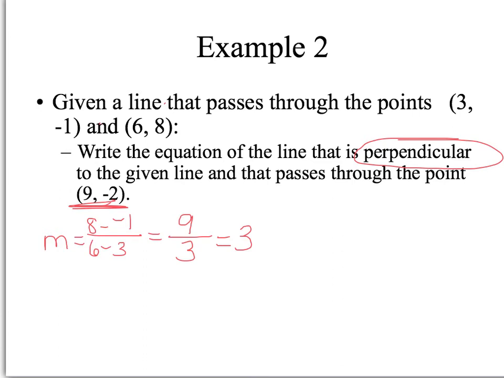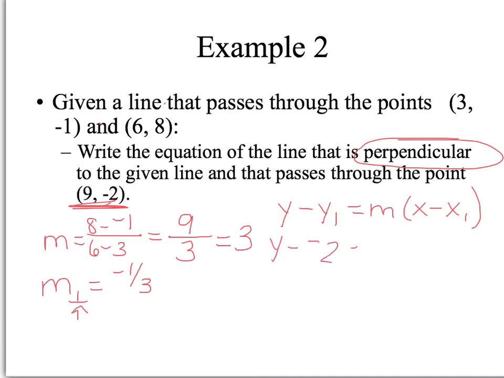So we want the slope of the line perpendicular. So the perpendicular slope is going to be negative 1/3, opposite reciprocal, and this little symbol means perpendicular that I drew there. And then we'll use point slope form to write the equation. So y minus y1 equals m times x minus x1. So y minus negative 2 is equal to negative 1/3 times x minus 9.